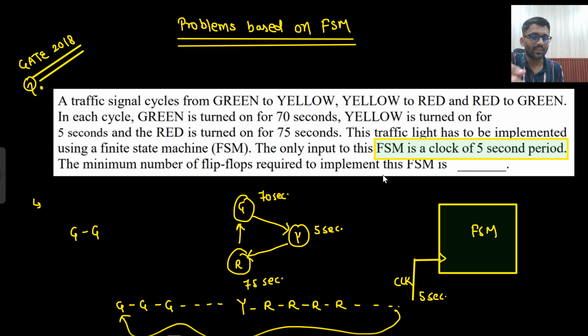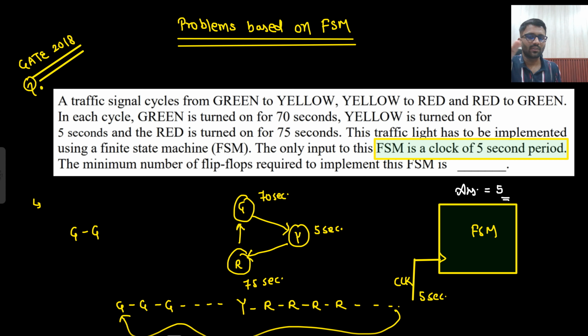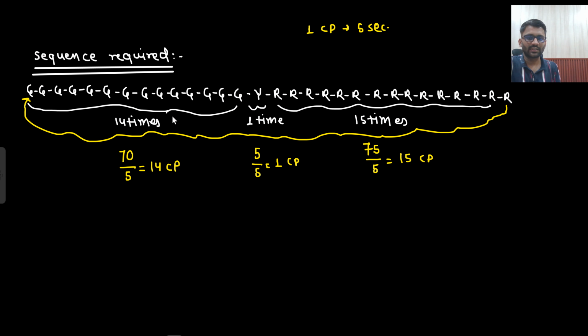The minimum number of flip-flops. So the answer would be 5. In the examination, I do not need to make this final design. In the examination, it will not take me 30 minutes to solve this problem. In the examination, what will I see? Okay, this question is based on sequence generation only. So this is the sequence I need to generate.